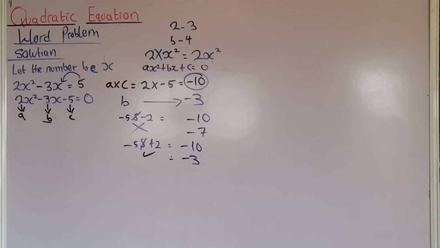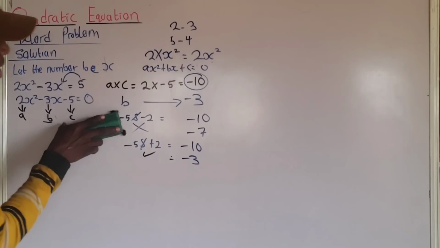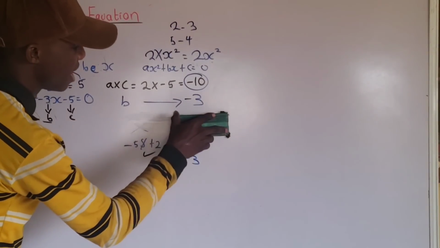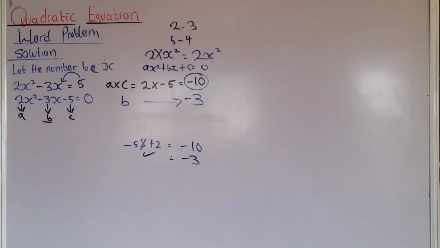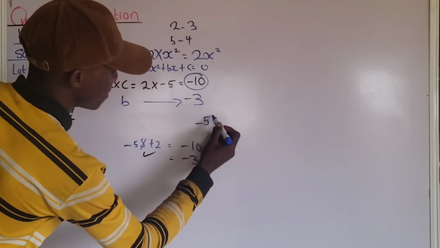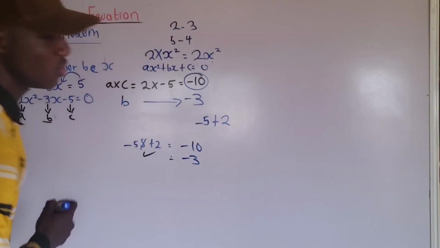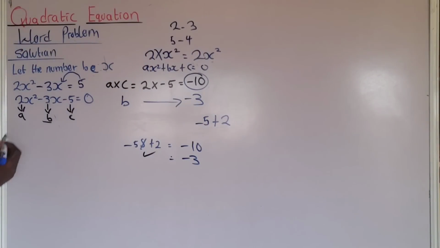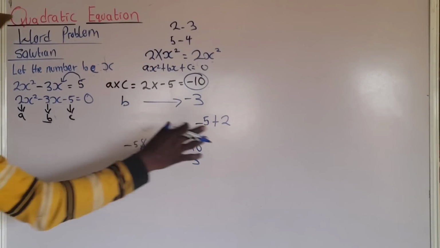We are going to make use of negative 5 plus 2. Now, since you have already gotten those two numbers, the next step is that you are going to replace B by those two numbers. Please listen. Are you paying attention? So what I need here is negative 5 plus 2. Now, I'm going to replace B by these two numbers.